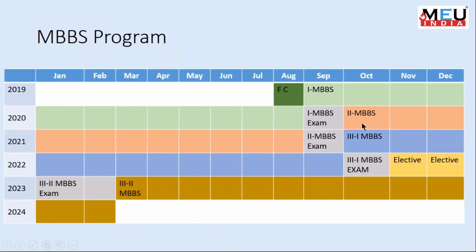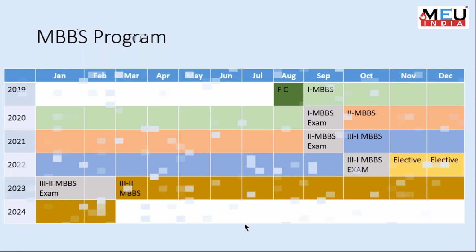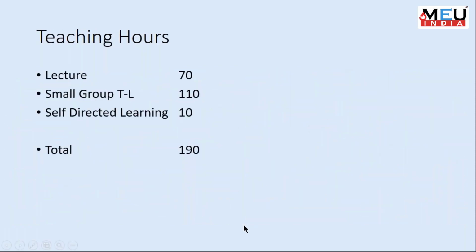Now, if you look at the time, this is second MBBS. Most probably it would start in October, but we don't know about this year. From October to August, we have hardly 11 months, and that is if we get the students admitted in time. These are the teaching hours advocated by the Medical Council of India. Lecture is 70, small group teaching-learning is 110, self-directed learning is 10, making a total of 190 hours. So remember, 190 hours for 54 competencies. It is absolutely required that the competencies be expanded in such a way that these hours are adjusted and the competency also gets represented during these teaching-learning sessions in microbiology.